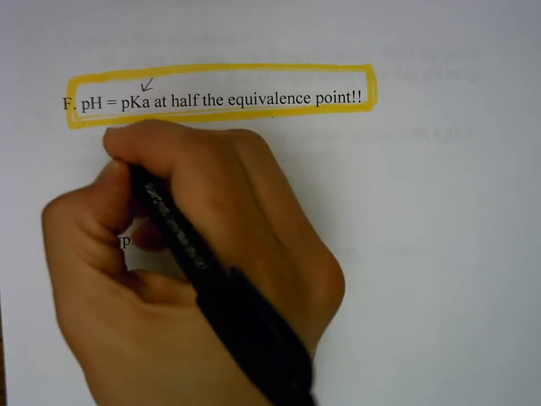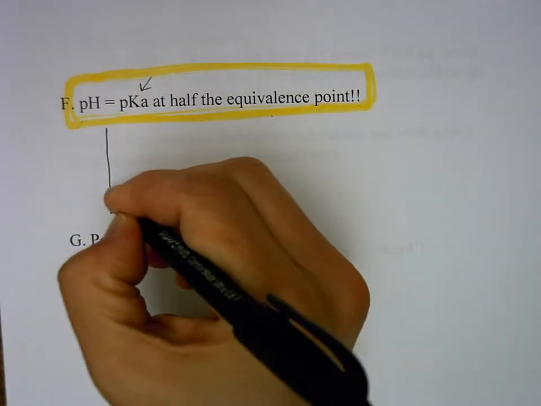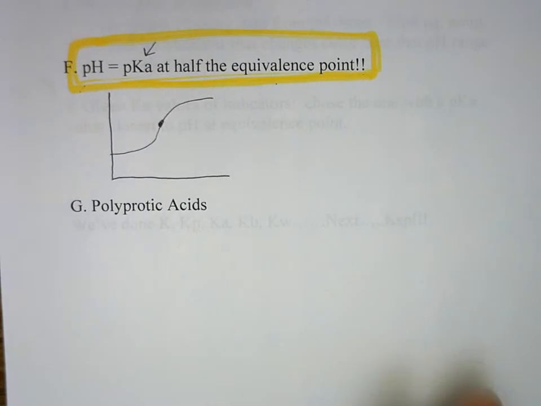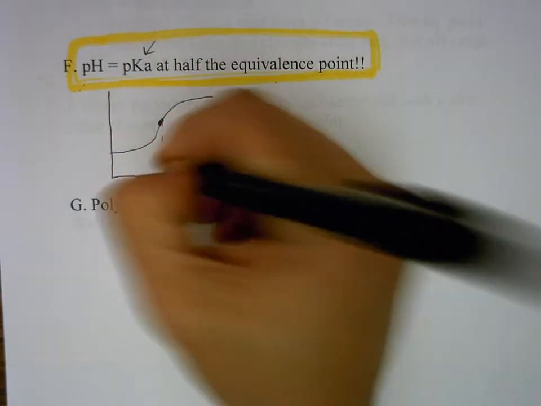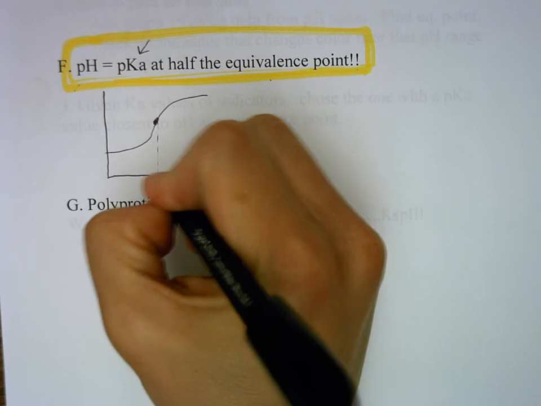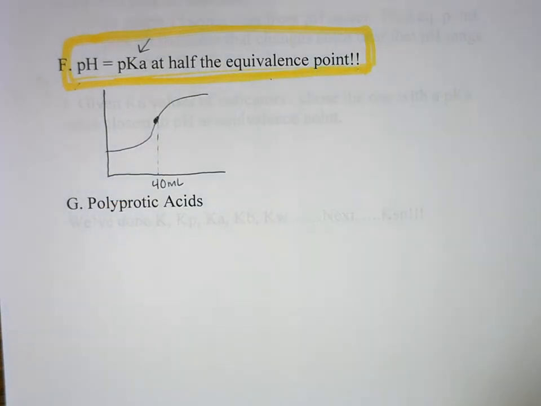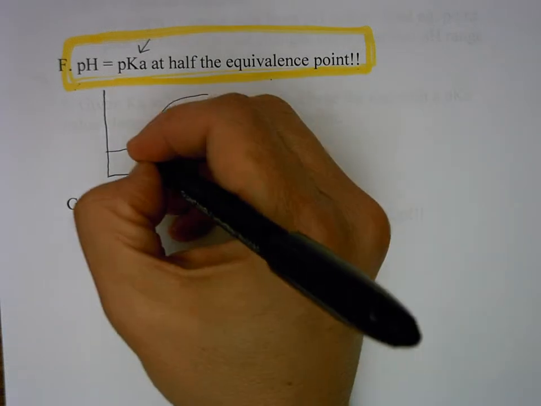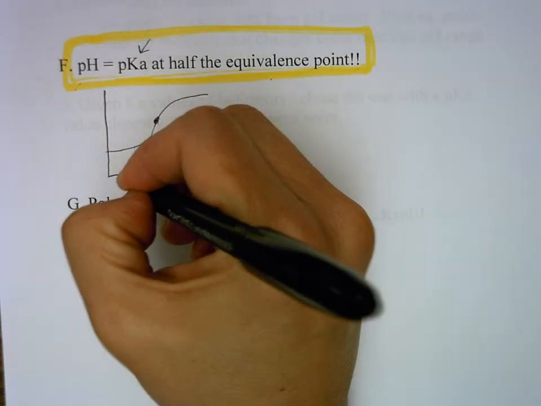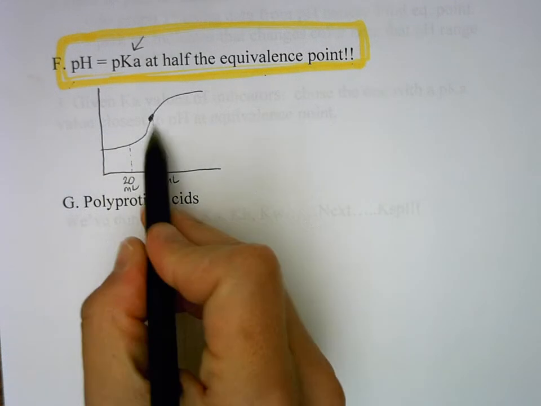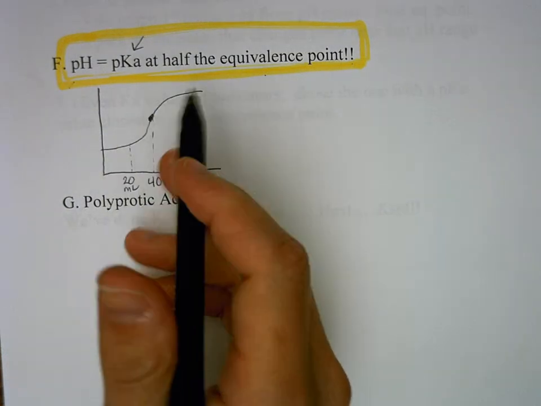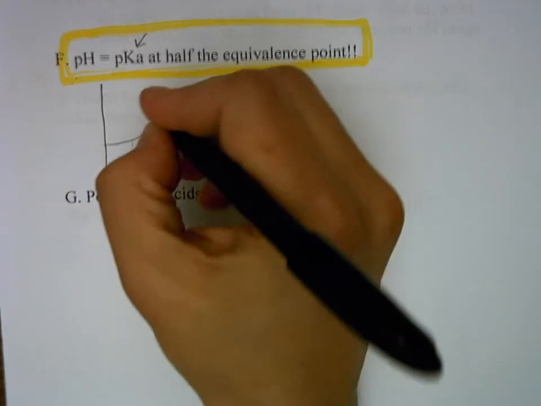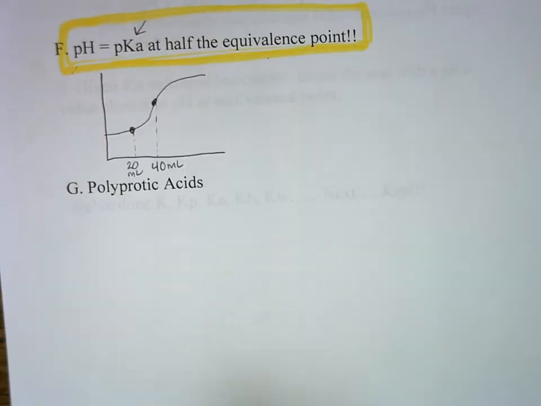So if this is your pH curve like this, and this is my equivalence point right here. If my equivalence point is at 40 milliliters, then half the equivalence point would be at how many milliliters? 20. Half of that by volume. You don't have to try and figure out with your eyes what's halfway between. Just go to the halfway milliliter mark. So at 20 milliliters, this would be half the equivalence point right here.